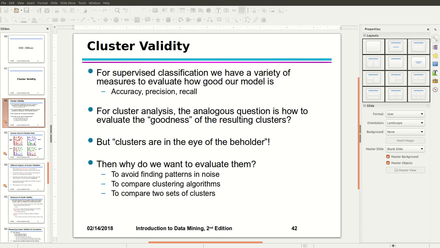And if we have different sets of clusters, we may want to tell which one is better. We also don't know how many clusters we need, so we come up with a number of clusters, just to make sure that the correct number of clusters is actually specified. So these are different aspects of cluster validation.